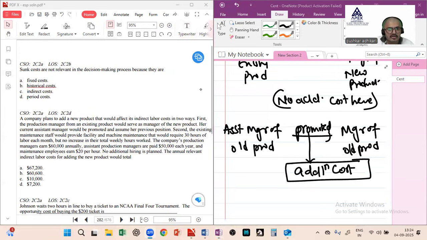Now what is the additional cost? Second, the existing maintenance staff would provide facility and maintenance that would require 30 hours of labor each month, but no increase in their total weekly hours worked.